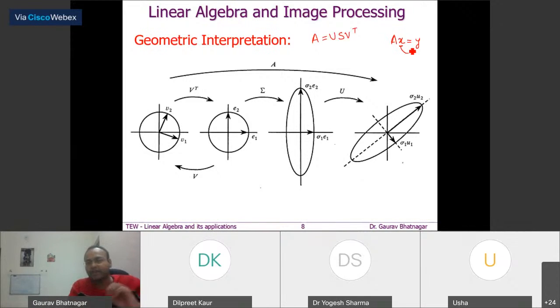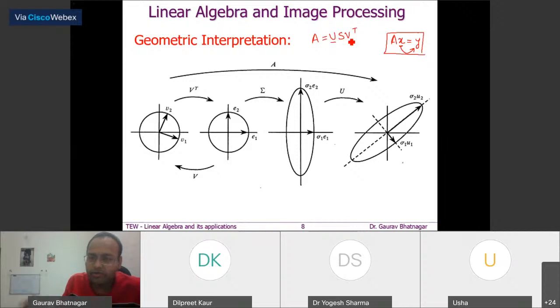So let us continue our discussion. The deviation of X from Y will essentially give the geometrical interpretation for any matrix. This is the underlying phenomenon when you try to find the geometrical interpretation of any factorization technique. So now what is happening with this singular value decomposition?